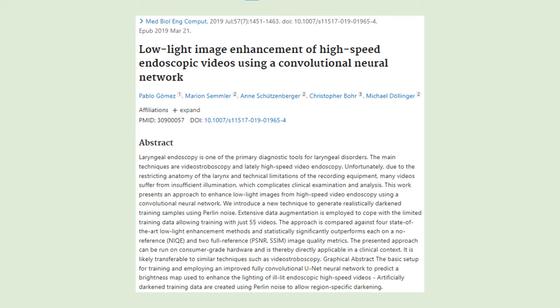The proposed convolutional neural network was closest to the 3.6 of the original image on the NIQE metric score with 5.0 compared to the four low-light enhancement methods ranging from 10.03 to 10.93.